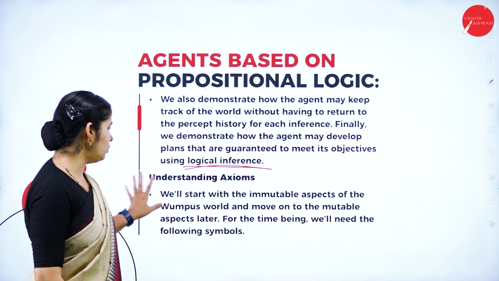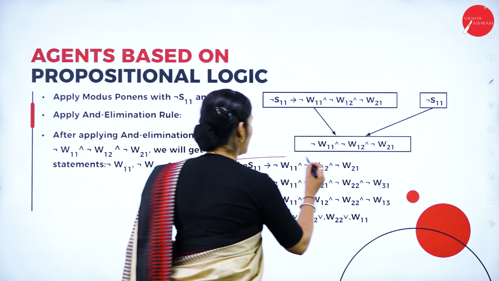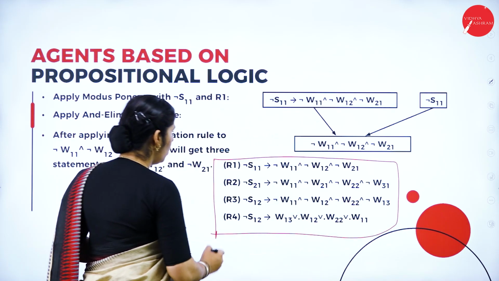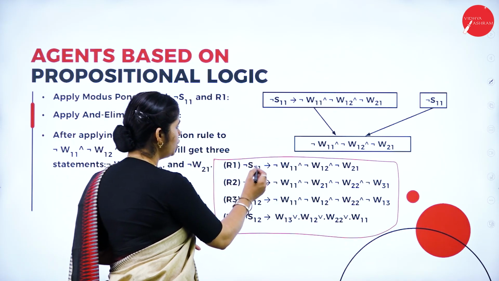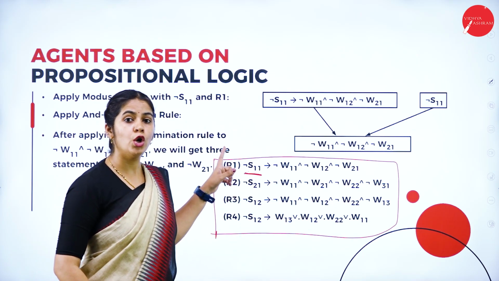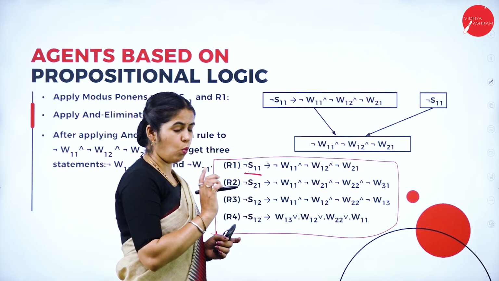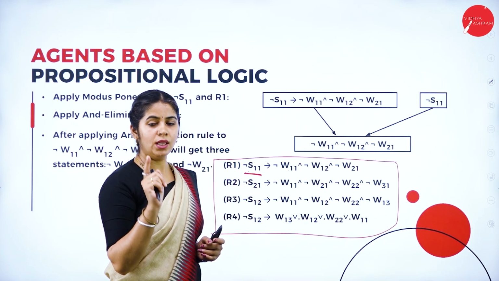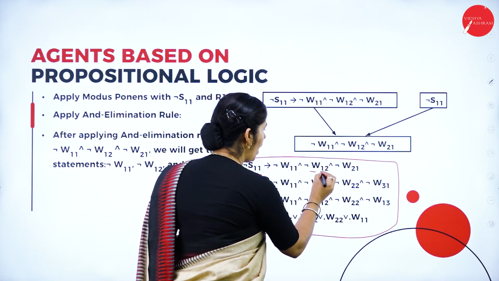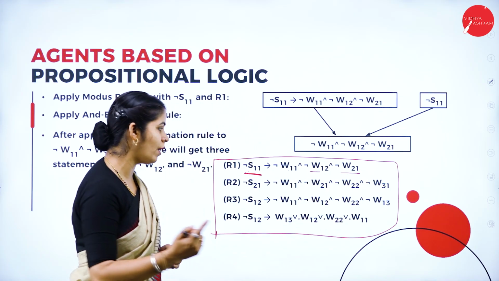To understand the taxonomy, we have provided some symbols here. Okay, R1 means negation of S11. Negation of S11 means there is no stench smell in room 1,1. No wumpus in room 1,1, no wumpus in room 1,2 and no wumpus in room 2,1.